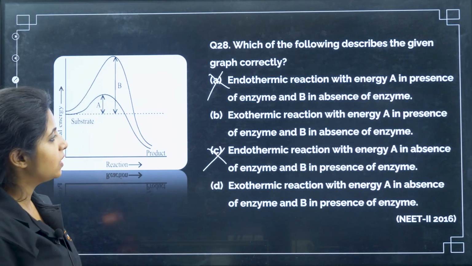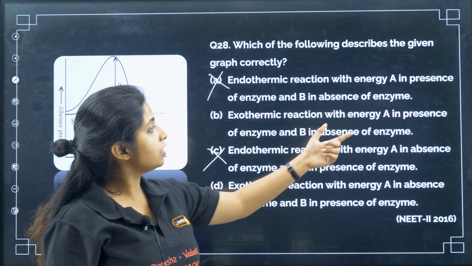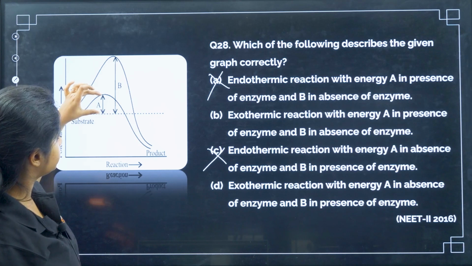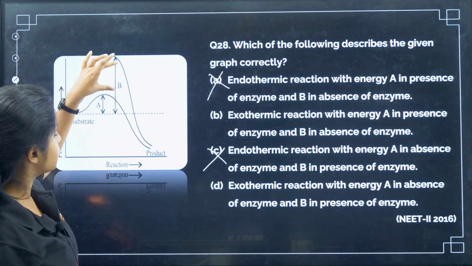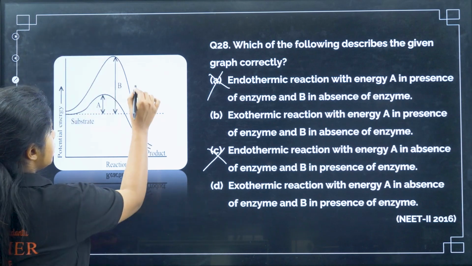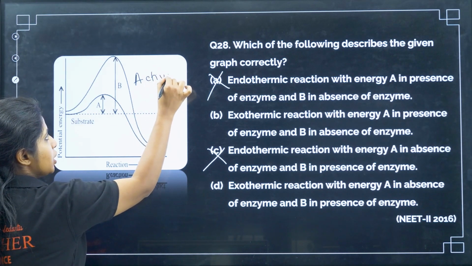Now, going ahead to the next option: exothermic reaction with energy A in the presence of enzyme, and this in the absence of enzyme. So what is this representing? This is representing something that is known as activation energy.